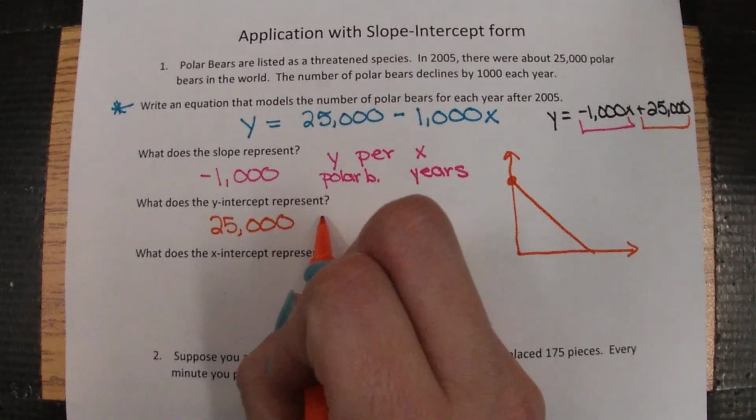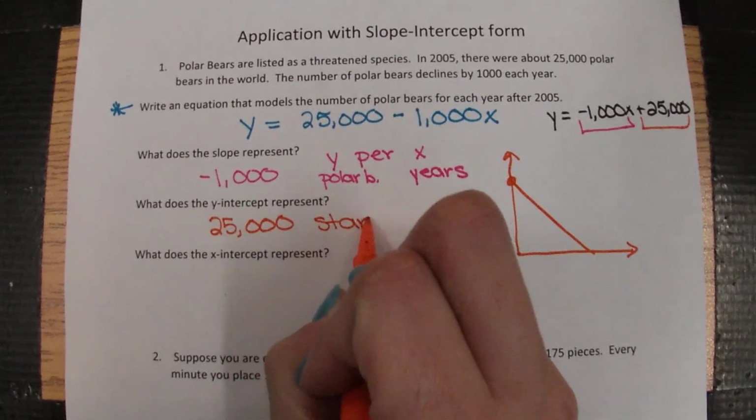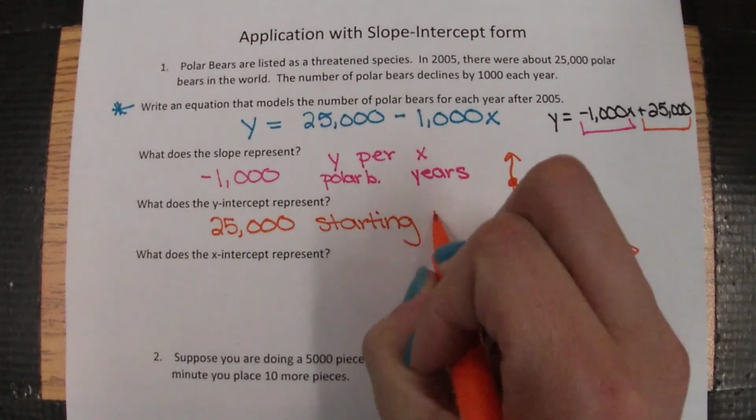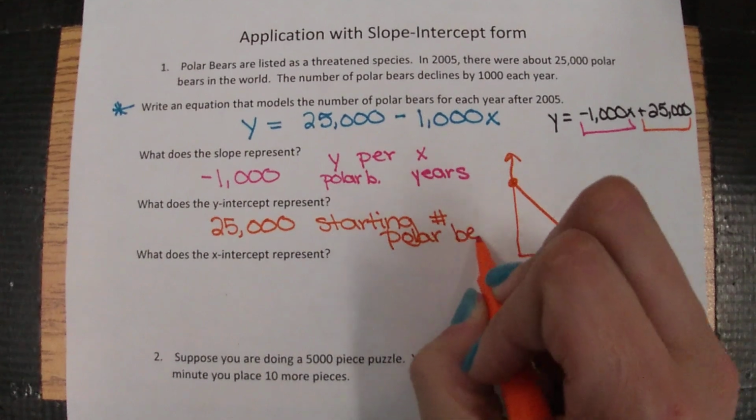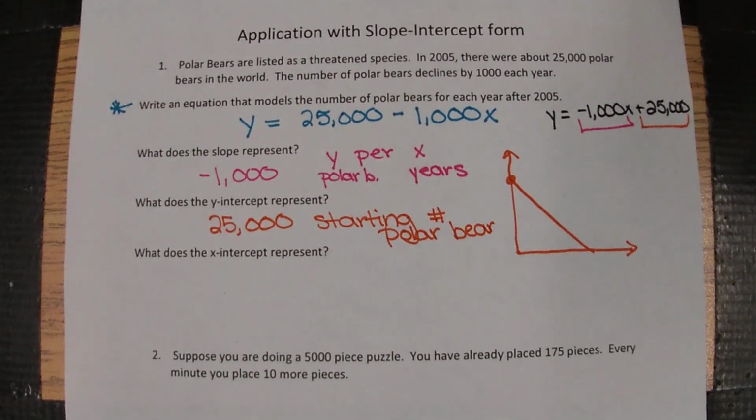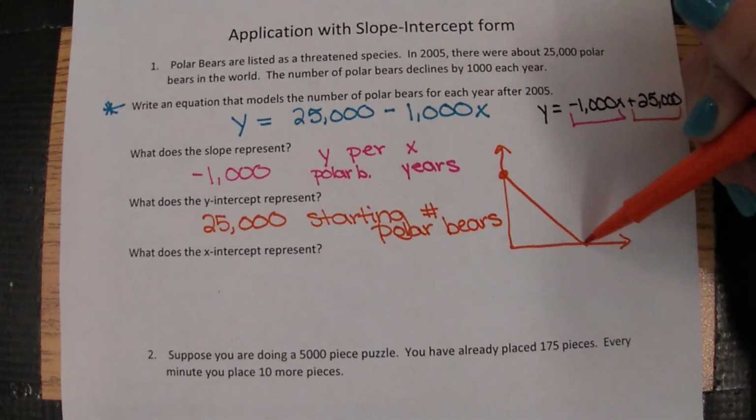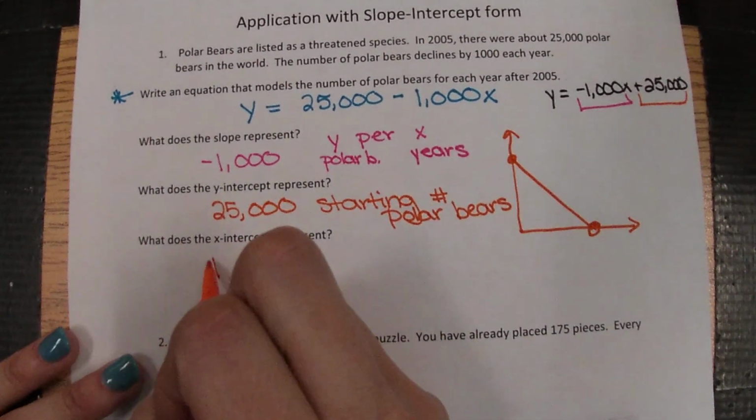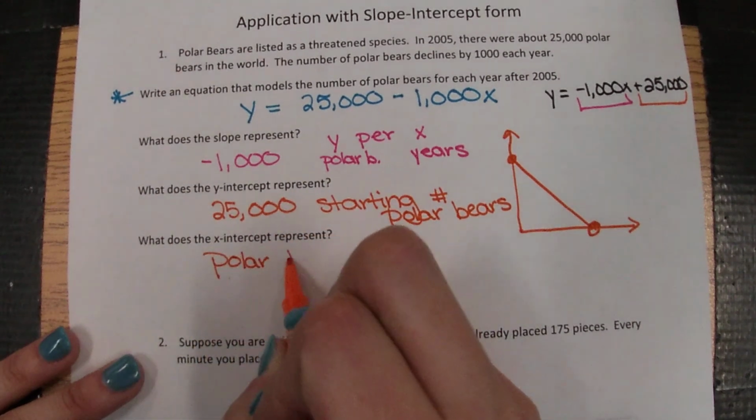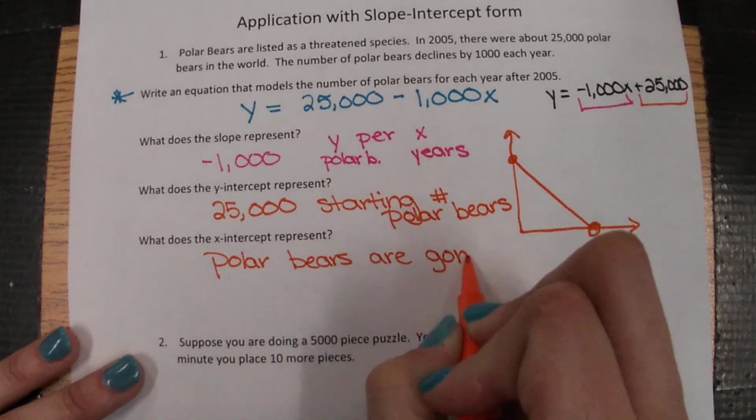So this 25,000 is representing the starting number of polar bears. Our y-intercept is almost always the starting point. Now we might have to think about what the starting means in relation to the problem. The x-intercept over here is then where we're ending. So this is when all the polar bears are gone. Okay?